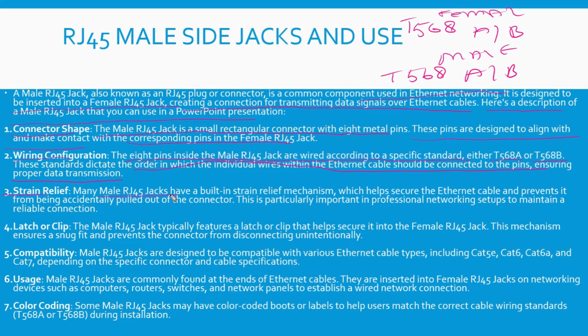Strain relief: it may have a built-in strain relief mechanism which secures the cable and prevents it from being accidentally pulled out of the connector. So if you punch down a cable into the connector, the cable will not come out easily, even if you accidentally pull the cable. It's more secure, right? Then you have a latch or clip. It may have a latch or clip so it doesn't come out. I'll show you what that clip looks like.